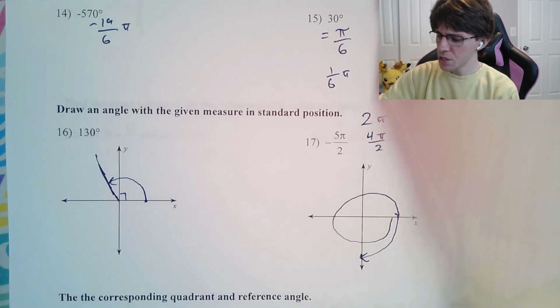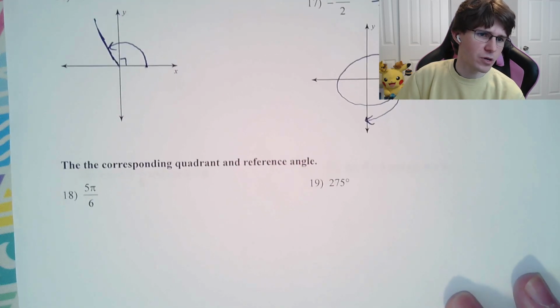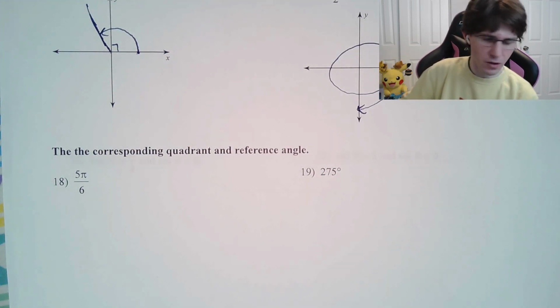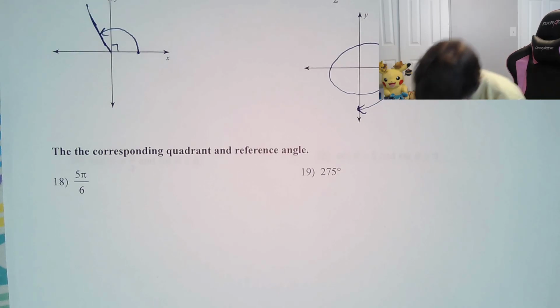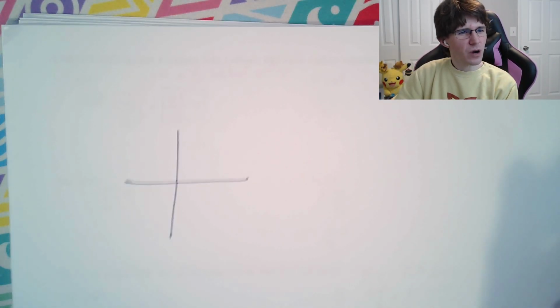Let's continue on. We have another concept here that we have not talked about yet, the corresponding quadrant and reference angle. So let's go ahead, grab another sheet of paper here, and just talk about this stuff. The quadrant parts are very easy to do. You just learn them right away. For some reason, all the mathematicians I've ever seen always use Roman numerals for their quadrants, so I guess I will too.